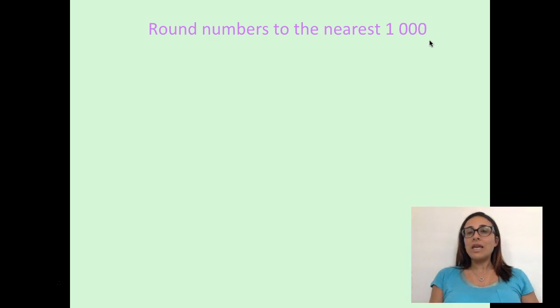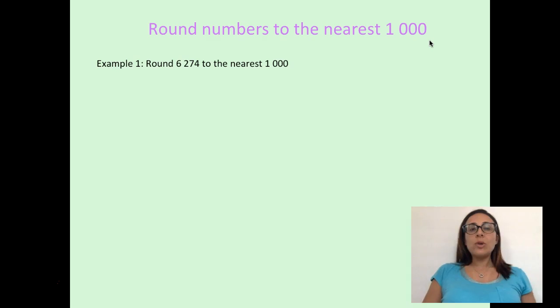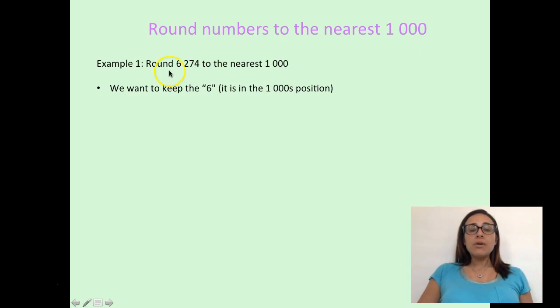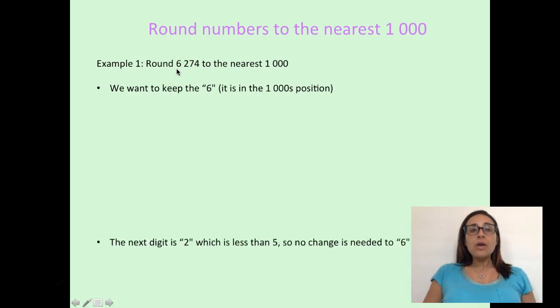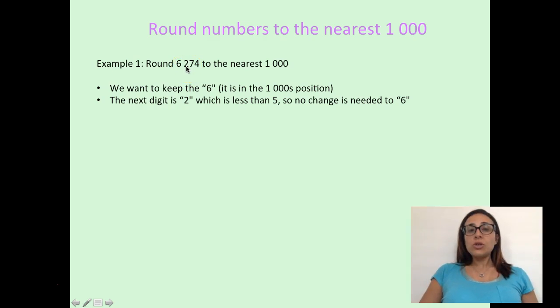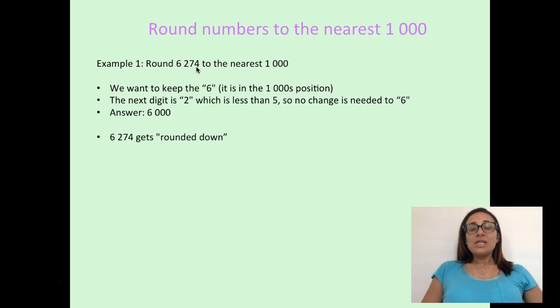Now to round numbers to the nearest 1,000. I bet you're already thinking that the last digit we want to keep is the number in the thousands position because we're rounding to the nearest 1,000. Well, you're correct. Round 6,274 to the nearest 1,000. We want to keep the 6 because it's in the thousands place value. We need to look at the next number, which is a 2, which is less than 5, so no change is needed to this 6. And the digits that follow it all get replaced with a 0. So our answer is 6,000. 6,274 gets rounded down to 6,000.